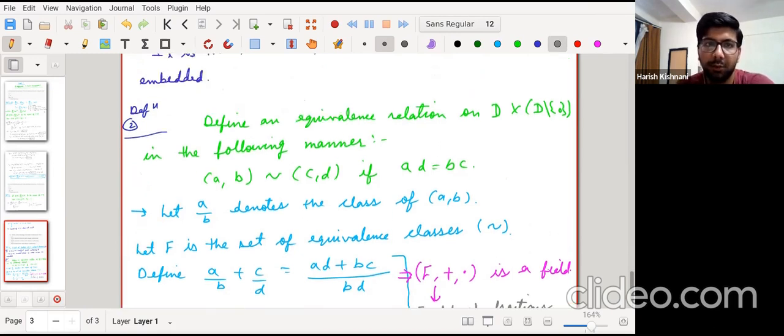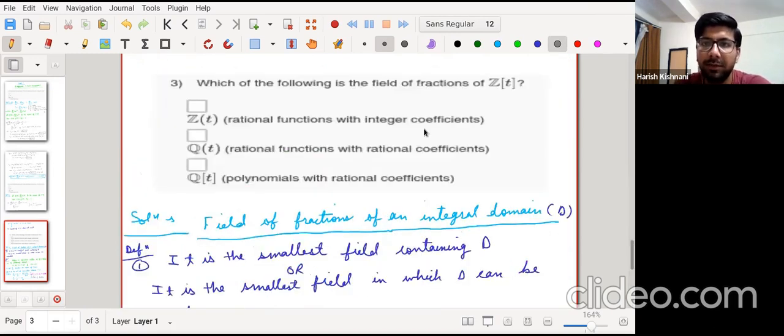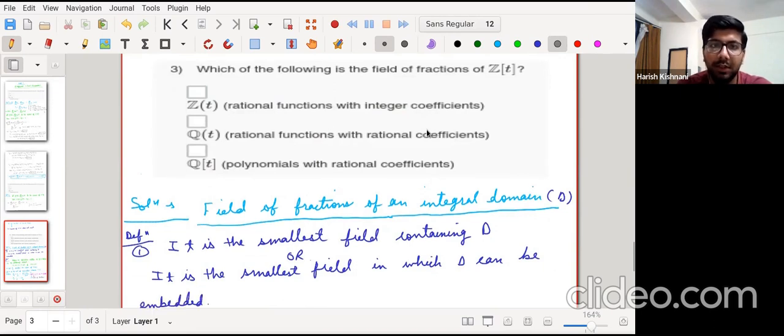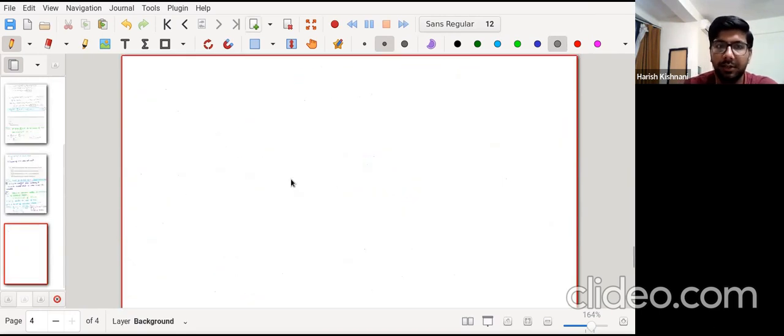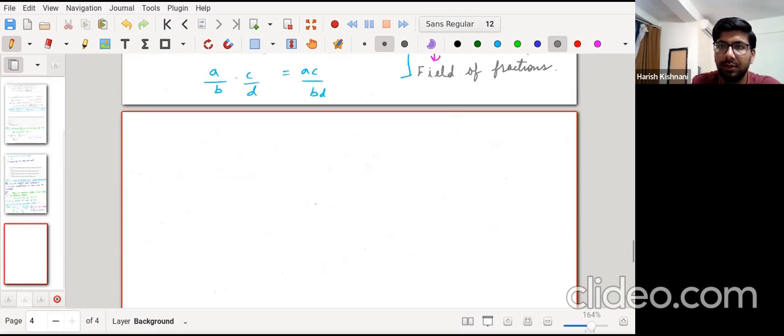Now let's go back to the question again. Which of the following is the field of fractions of Z[t]? So the first option trivially satisfies the definition, that is, rational functions with integer coefficients. Let me just write it.